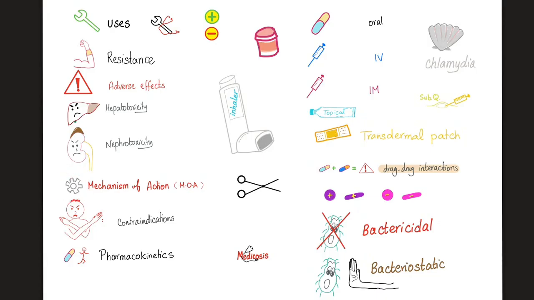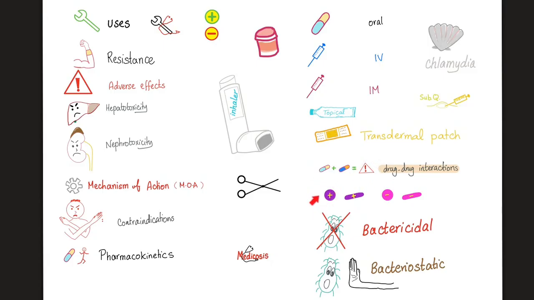This gear means the mechanism of action of the medication. This means contraindications of the medication. Look at this running action, pharmacokinetics, motion. This is an oral pill or tablet. This is an intravenous medication. This is an intramuscular medication. This is under the skin, subcutaneous medication. This is a topical medication. This is a transdermal patch. Drug plus drug equals danger, so drug-drug interaction.